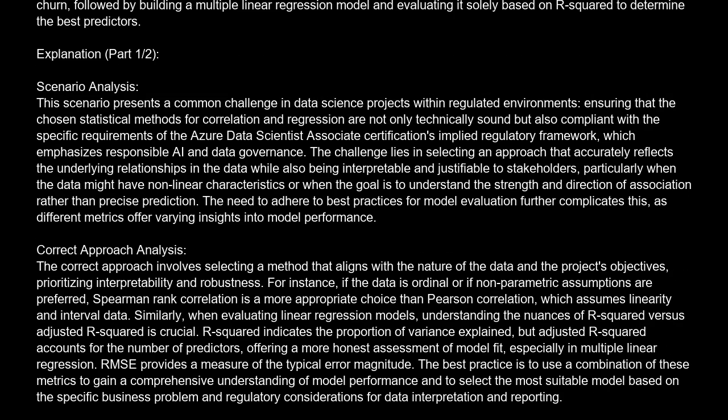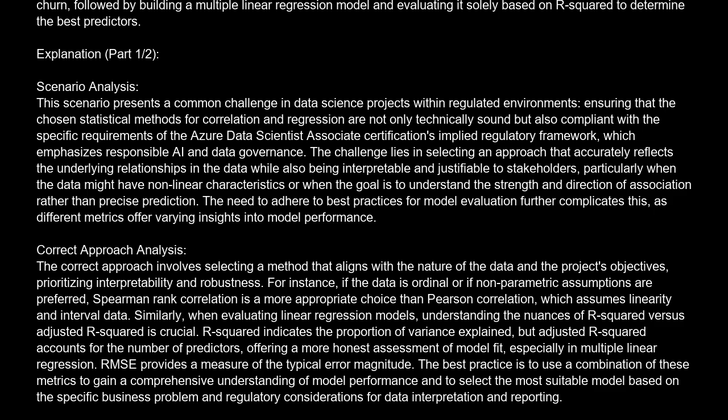The correct answer is B. Prioritize using Pearson correlation to quantify the linear association between all numerical customer attributes and churn, followed by building a multiple linear regression model and evaluating it solely based on R-squared to determine the best predictors.